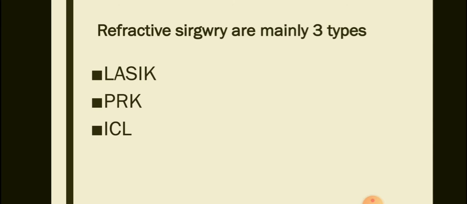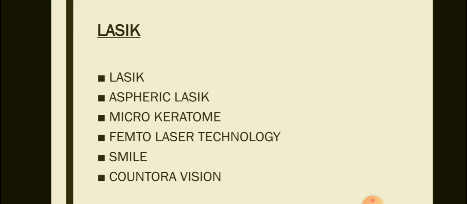Now let's move to the different refractive surgeries. First we will start with LASIK. There are several types of LASIK surgeries available. There is normal LASIK surgery, then aspheric LASIK, then microkeratome, then femtolaser technology, then SMILE, then Contoura Vision. Here microkeratome means blade LASIK, and femtolaser means bladeless LASIK surgery. SMILE is under bladeless LASIK surgery.